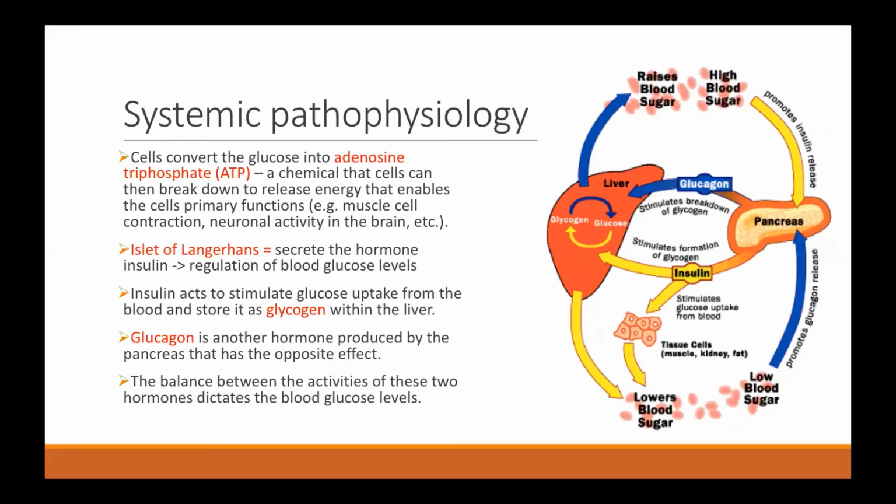Glucagon is another hormone produced by the pancreas, which stimulates breakdown of glycogen into glucose for the body to use. It's quite easy to get them mixed up, so be careful with that. Glycogen is stored in the liver, whereas glucagon is a hormone. And it's actually the balance between these two activities that dictates the blood glucose levels.